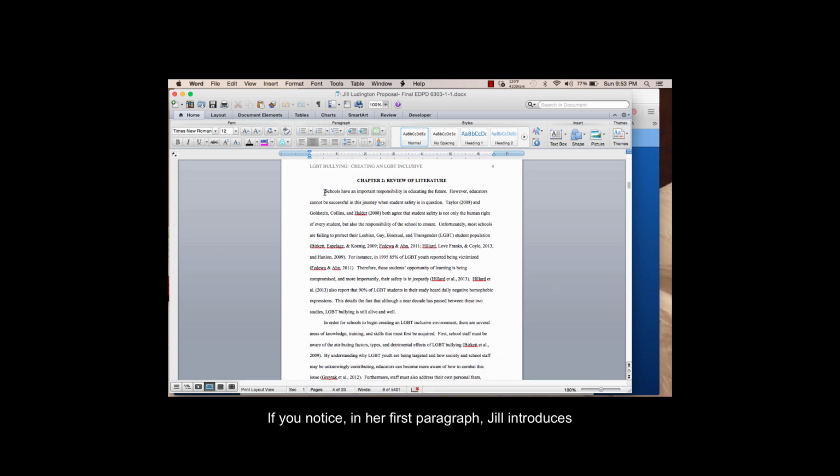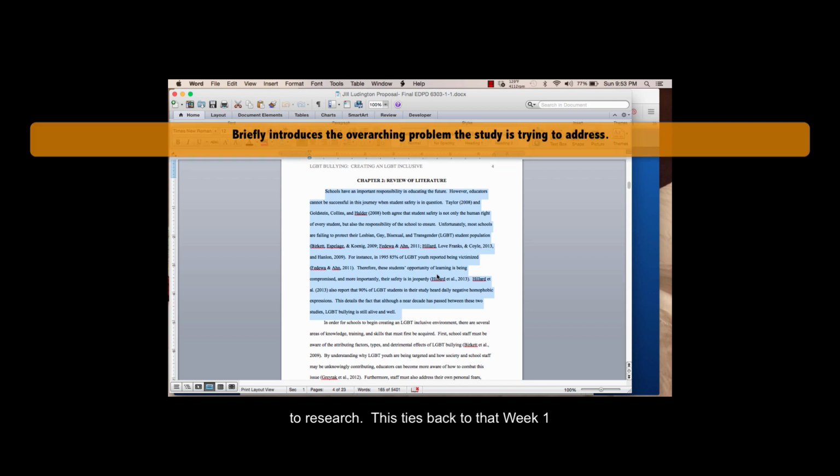If you notice in her first paragraph, Jill introduces us to the problem that she has decided to research. This ties back to that week 1 problem that you decided to write about in your quick write. She says schools have an important responsibility in educating the future. However, educators cannot be successful in this journey when student safety is in question. Taylor and Goldstein, Collins, and Halder both agree that student safety is not only the human right of every student, but also the responsibility of the school to ensure.